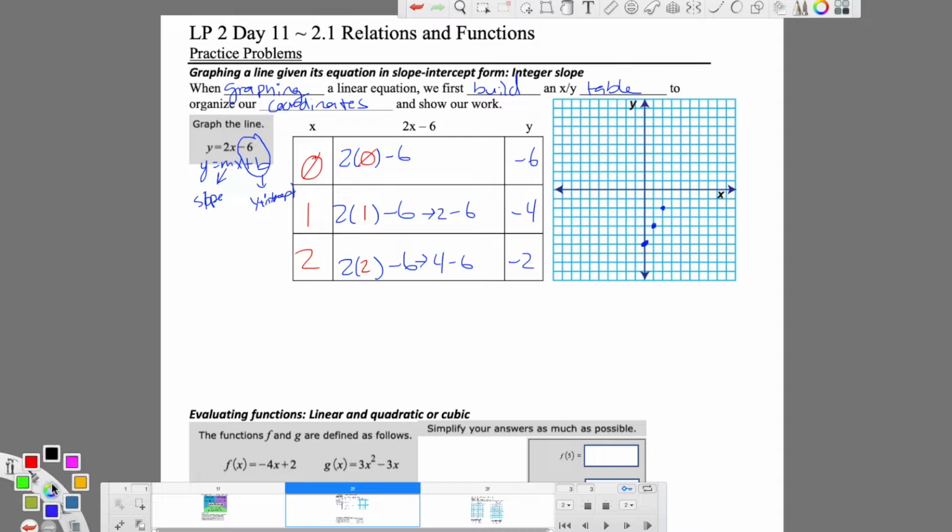And I could have also used my slope to do this because I have a 2. And remember, if I don't see the run, because it's rise over run, then it's a 1. So I could go up 2 over 1, up 2 over 1, and I can see that happening. And I can go backwards, down 2, left 1, down 2, left 1, and give myself a little reference here.